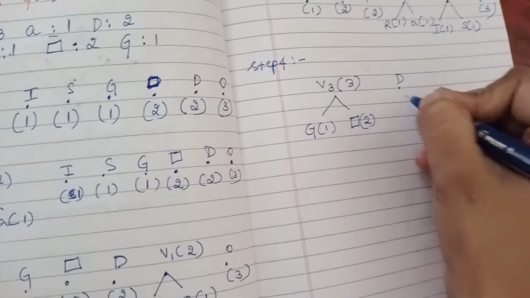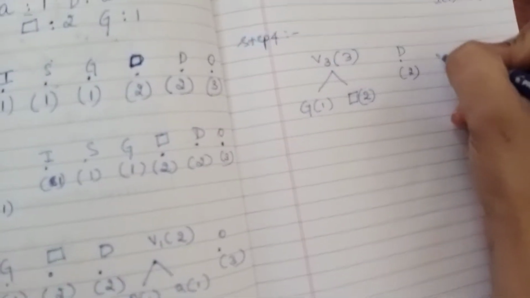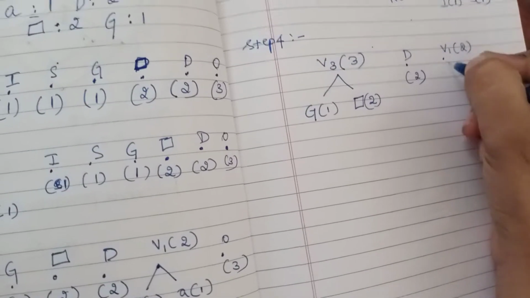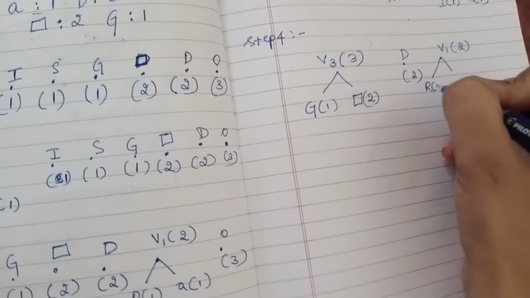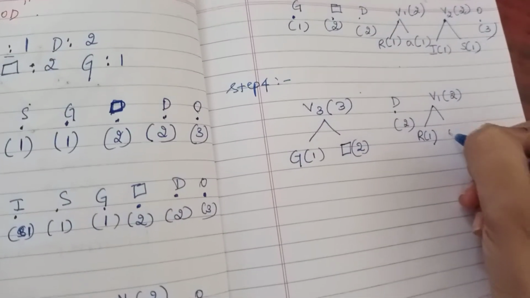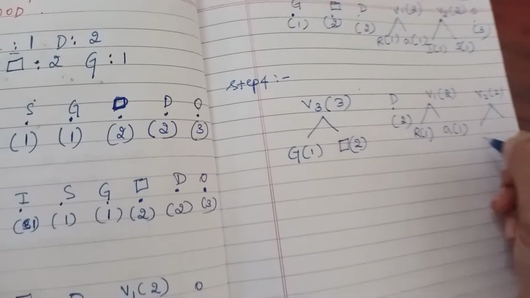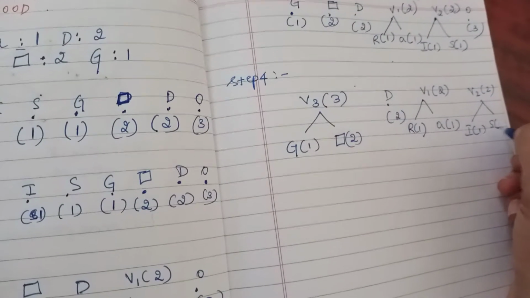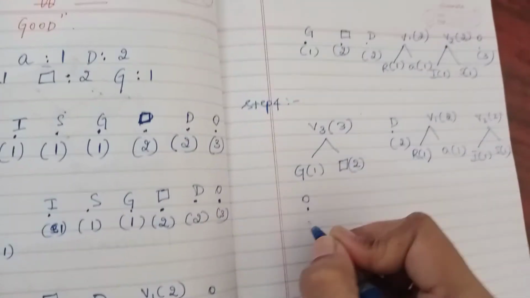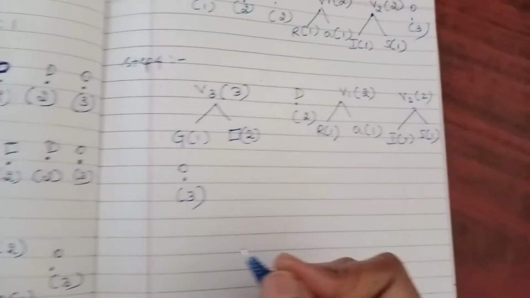So I'll write it as it is for now, and then I'll check for ascending order. Okay, V2 of 2, I of 1, S of 1, and O of 3. Now arrange them in an ascending order.